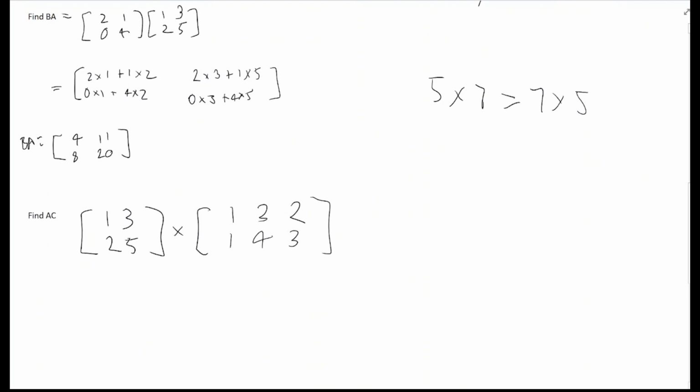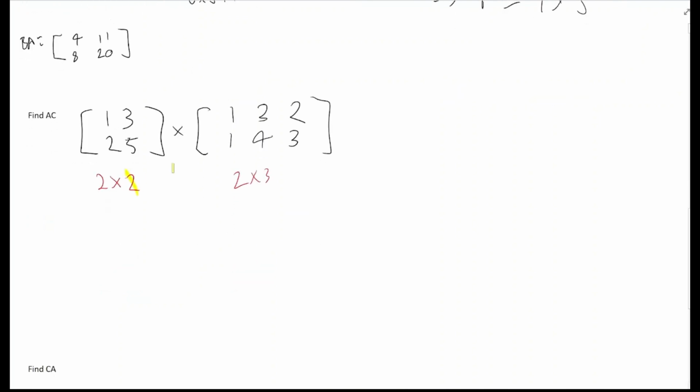All right, so first thing we need to do is check if we can actually do this timesing. So A is a 2 by 2, and then this one here is a 2 by 3. Do the middle two numbers match? Well, yes, they do. And our resulting matrix that we get should actually be these two.